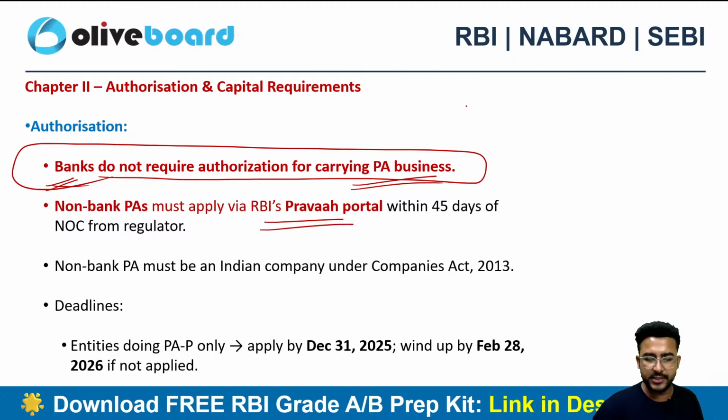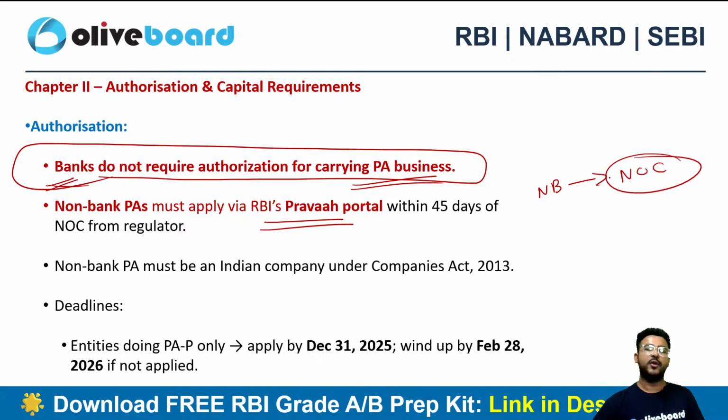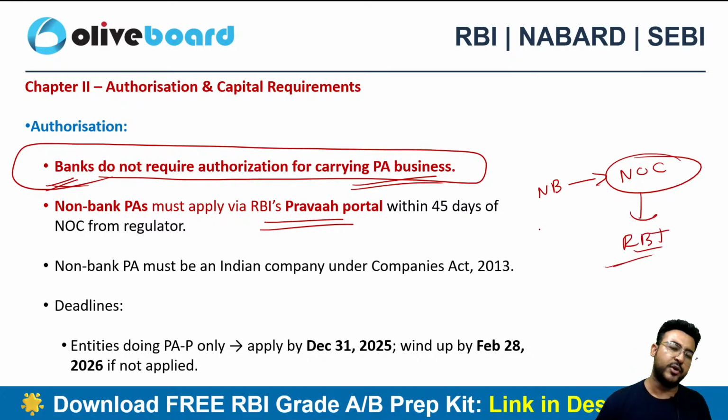First, if you are a non-bank entity, you need to take an NOC, no objection certificate, from the regulator. Once you have received it, you can apply to the RBI via that Prava portal within 45 days, right? Please do remember this one.